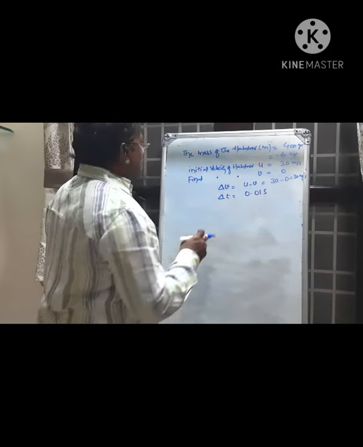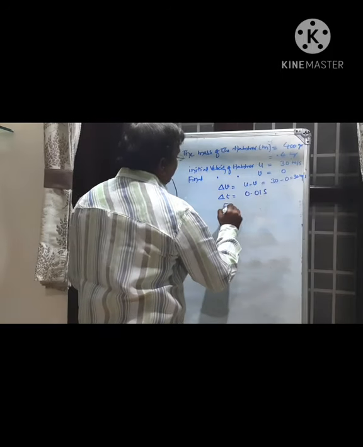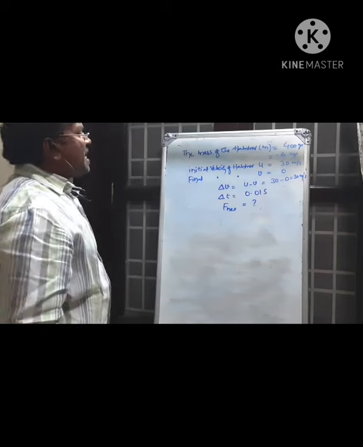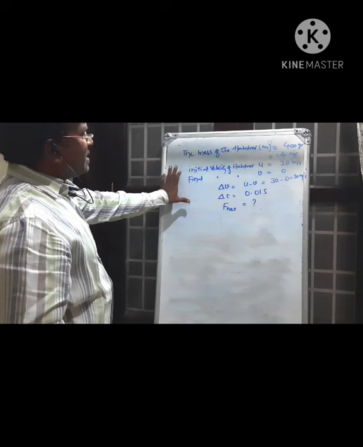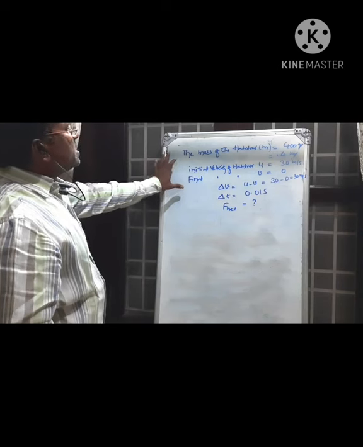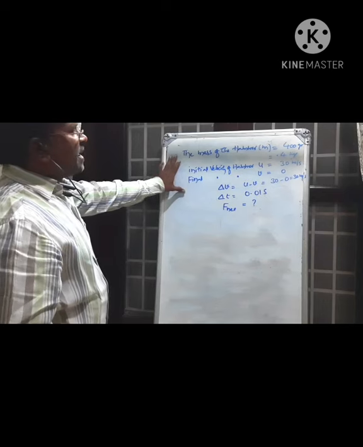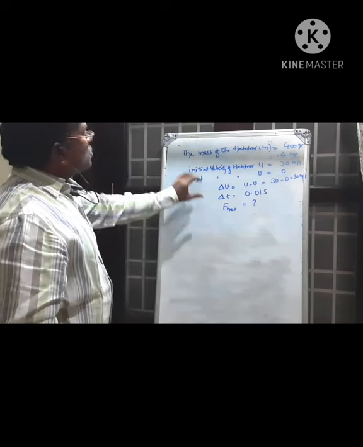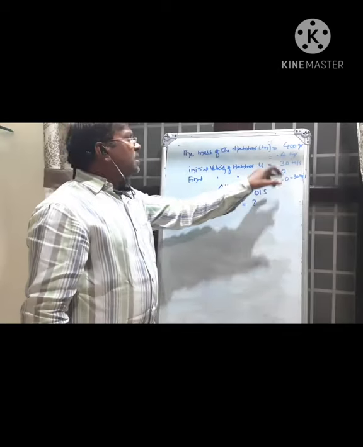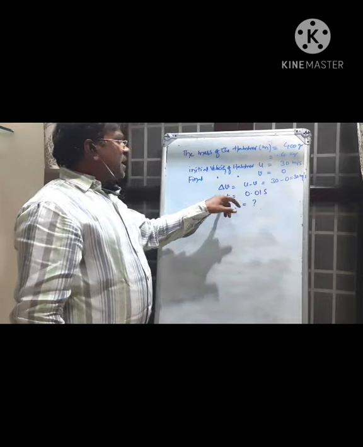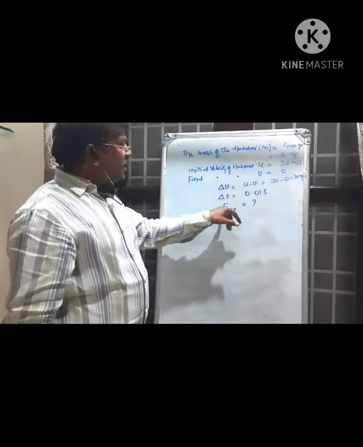That is, we have to find out F net. While solving verbal problems, we first have to write the steps like this: what is given, and what is to be found. M is given, the change in velocity is given, and the time duration is given. We have to find out F net.